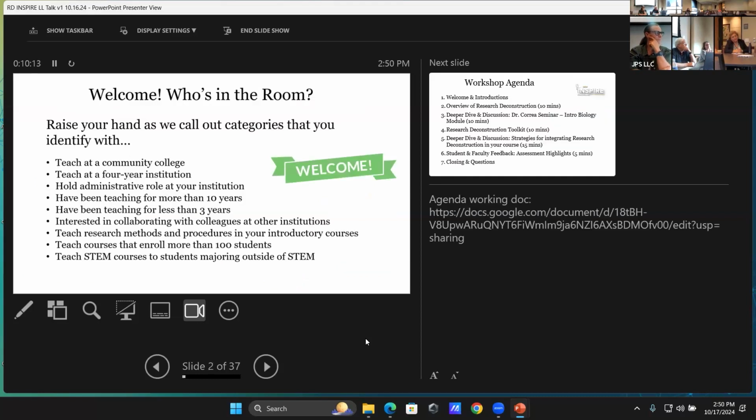So I think it's important for us to know a little bit about you. We just want to see who's in the room so that we can try to give information that's more tailored to your own campuses and your own interests. If you would, raise your hand if you identify with any of the categories. How many here work at a community college or teach at a community college?